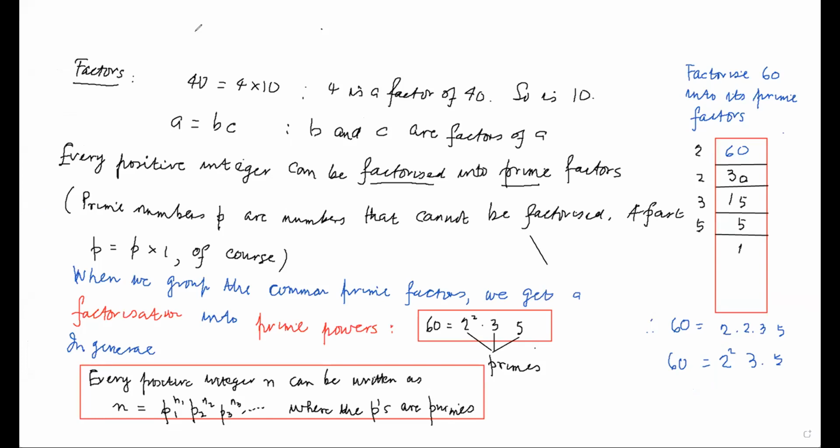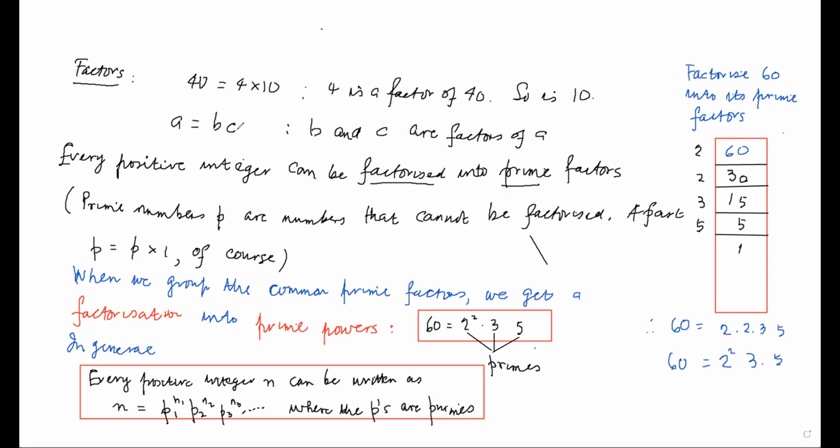Before we go into the next problem, let me say something about factorization. So what do we mean by factors? Like we know we can take 40, and 40 is equal to 4 times 10. So we say that 4 is a factor of 40, as we got here, and 10 is also a factor of 40. So every time you write a number as a product of 2 numbers, then each of these numbers is a factor.